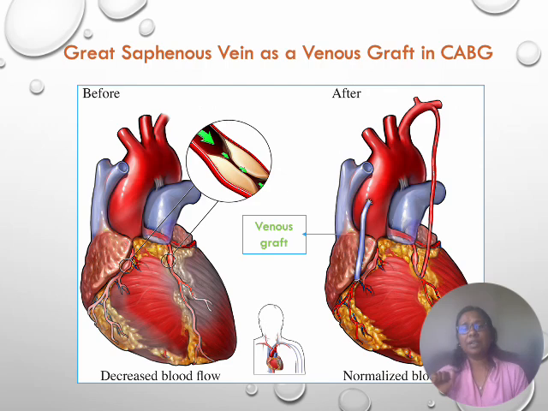The great saphenous vein is the most commonly used vein when it comes to a venous graft. It could be an arterial graft also, but because of the accessibility of the great saphenous vein, it is the most commonly used graft in CABG, that is the coronary artery bypass grafting procedure, commonly done in coronary artery disease.